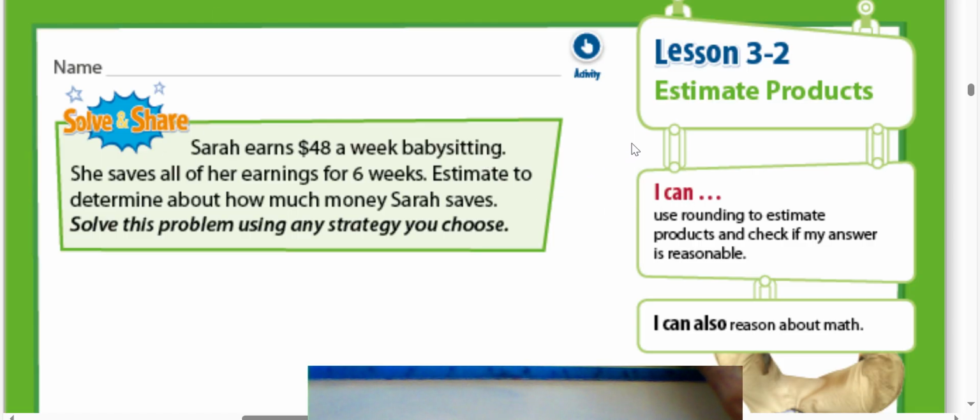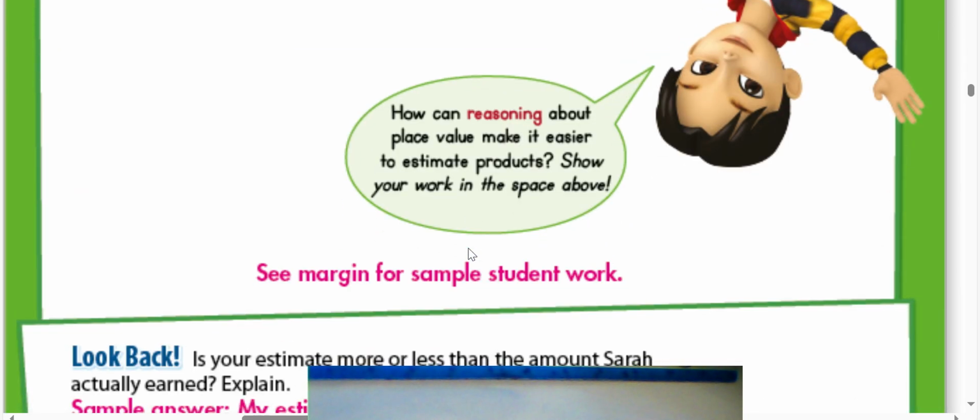Lesson number 2, topic 3, estimate products. In this lesson you will learn to estimate products and check if your answer is reasonable. Look at this with me. Sarah earns $48 a week babysitting. She saves all of her earnings for 6 weeks. Estimate to determine about how much money Sarah saves. Solve this problem using strategies you choose.